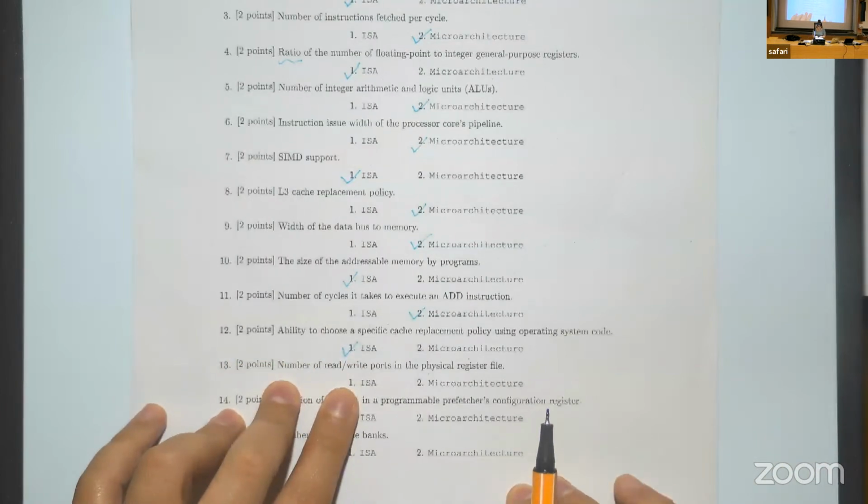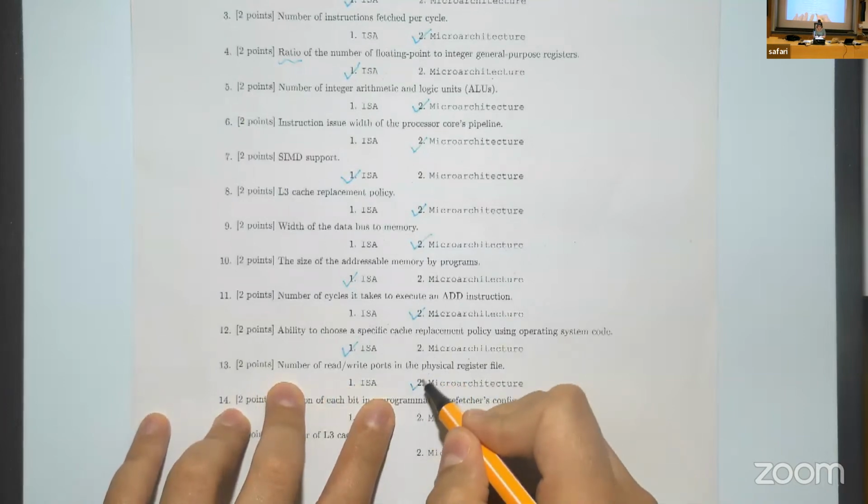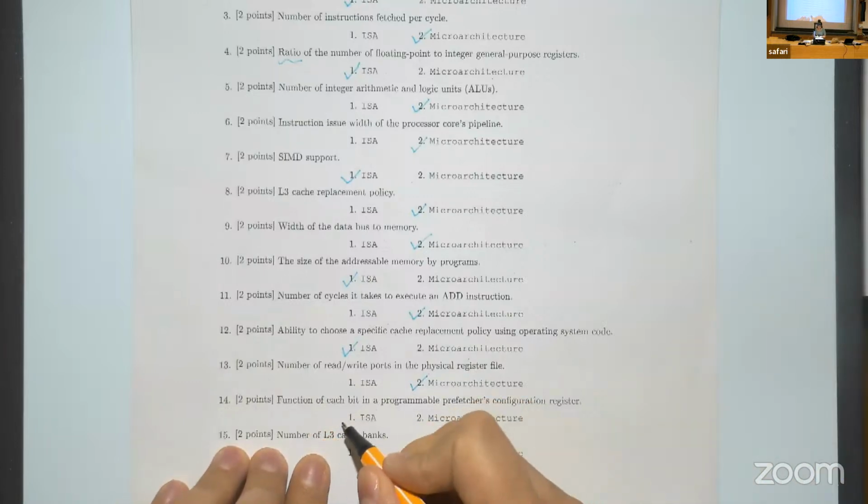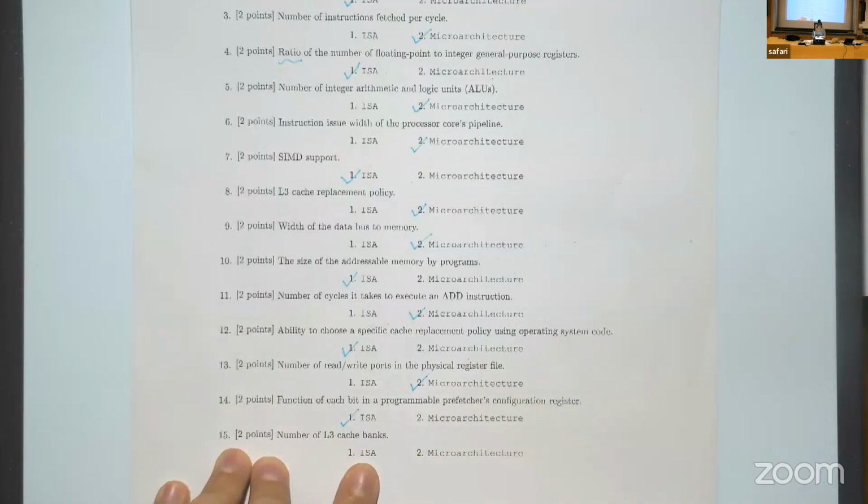Number of read-write ports in the physical register file. That is microarchitecture. Function of each bit in a programmable prefetcher's configuration registers. That is again something programmable. The user can change it, so ISA. Number of L3 cache banks goes into microarchitecture, because that refers to how things are actually implemented. So are all these choices clear to you? Okay, then. I think we're done.